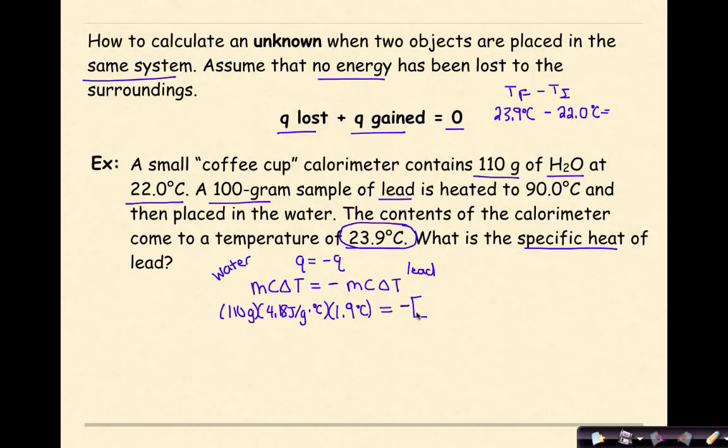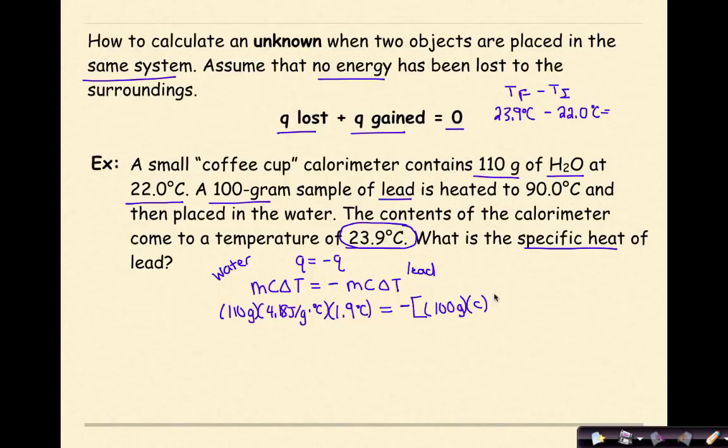So I'm going to put brackets around here just to make sure that negative is really obvious. The mass of the lead, 100 gram sample of lead. So the mass of my lead is going to be 100 grams. We're solving for the specific heat of lead, so I'm going to have that represented by a C.